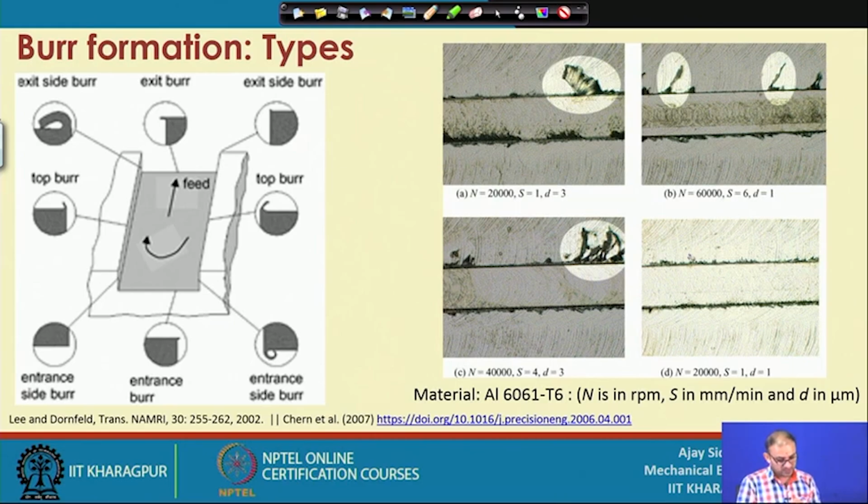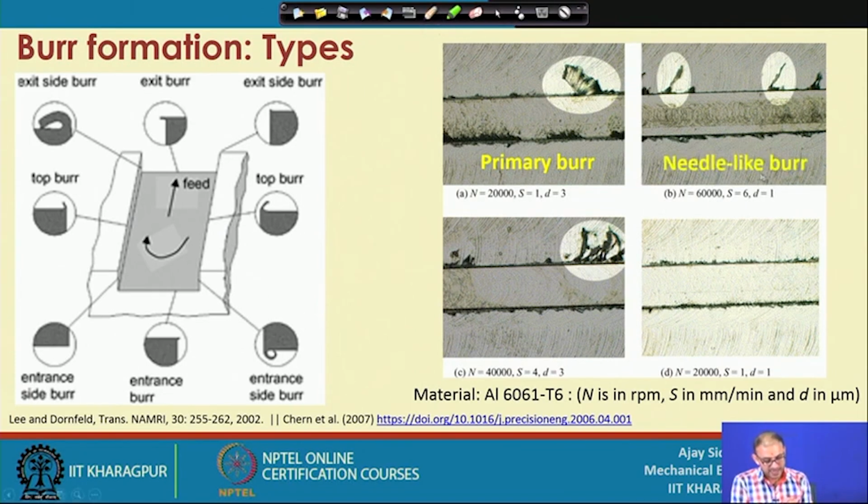So, what are the different ways of describing these things? The first one is the primary burr. Primary burr means all of these are considered primary burrs, because you are not able to avoid them in that case. This looks like a primary burr, whatever we have shown schematically in the earlier slide, we have seen by SEM image. All of these are called primary burrs.